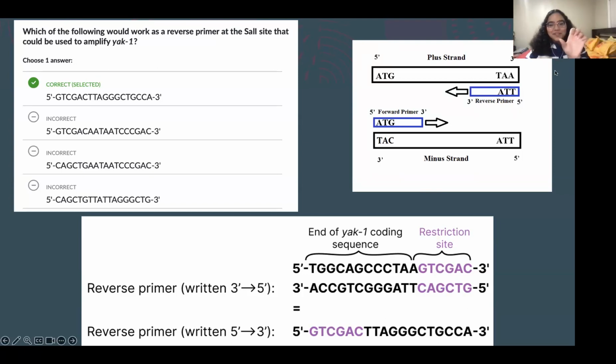Another thing is that you have to write it 5' to 3'. The way you might have thought of it was the 3' to 5' way, but you want to flip it back to get your answer. Any questions about that? I think when I was doing it, that was the hardest question for me in the bunch.